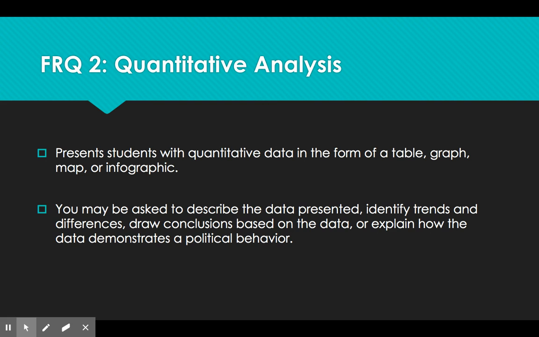questions, generally you all are going to find these to be the easiest questions. It's going to present you with some sort of data. It might be a table, it might be a graph, a map, an infographic, maybe a political cartoon. So you're going to have some sort of data, and you're going to be asked to describe the data presented, identify trends and differences, and then draw conclusions. So essentially this question is going to give you some sort of chart, and you're going to answer questions based on the information in the chart. Again, most of the time you all are going to find this to be the easiest type of FRQ.